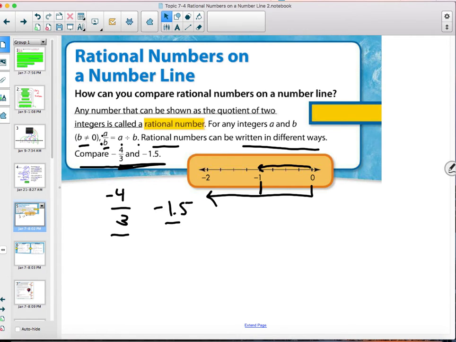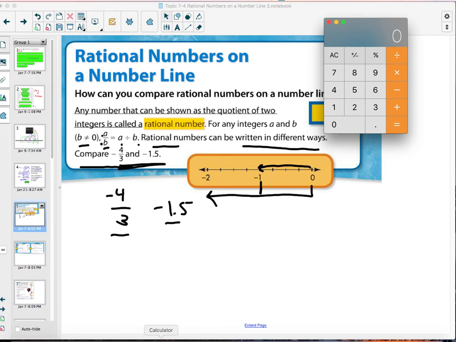Take your calculator out. Let's convert it into decimals. Let's take 4 divided by 3. Okay? Oh yeah, there we go. It's 1.3 repeating. So this -4/3 is actually -1.3 repeating.